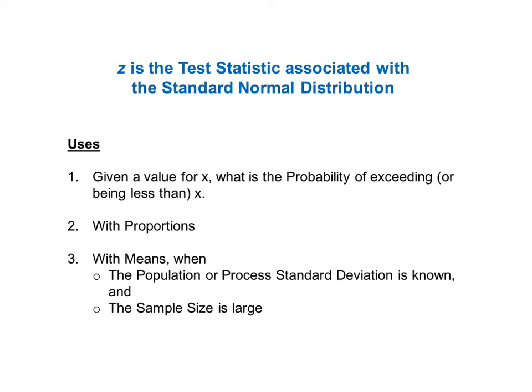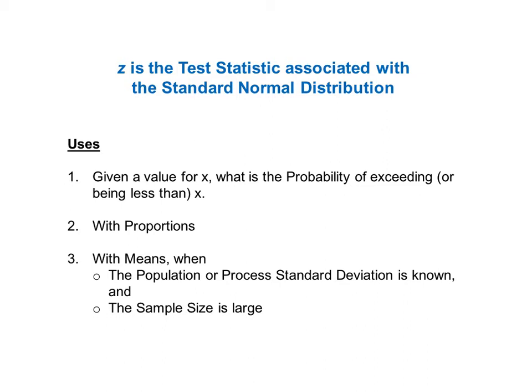Z is unique among the 4 test statistics in having only one probability distribution, the standard normal distribution. This is the bell-shaped curve, the normal distribution, which has a mean of 0 and a standard deviation of 1. The other 3 test statistics each have an infinite number of probability distributions, one for each value or combination of values of degrees of freedom.